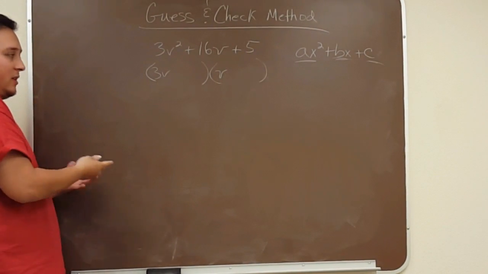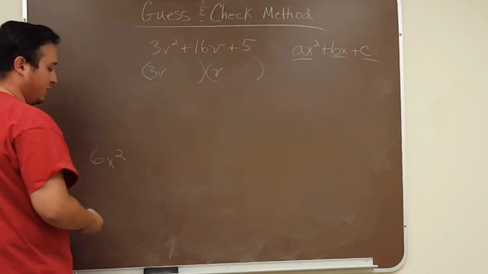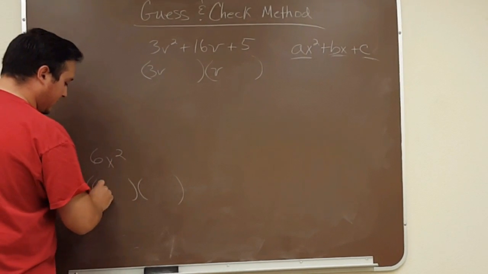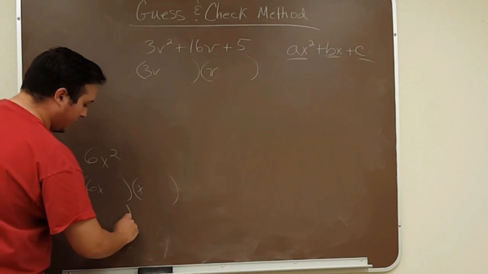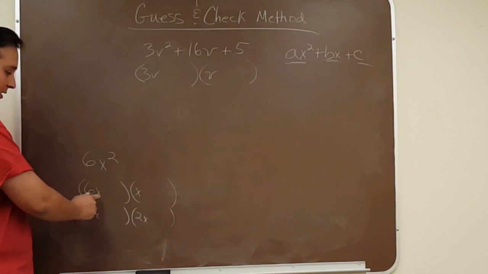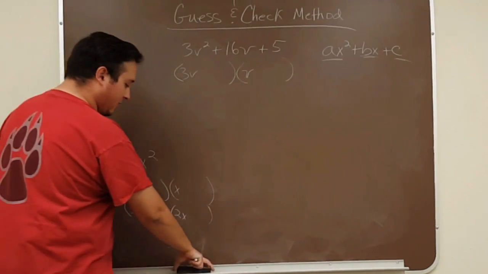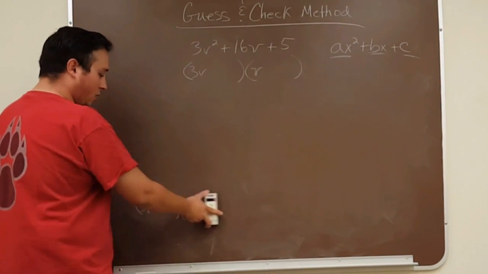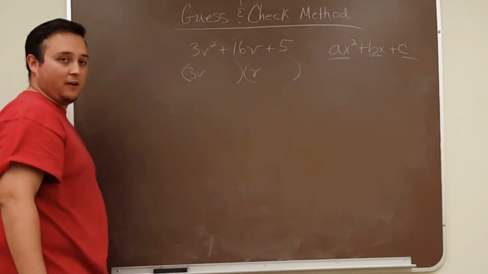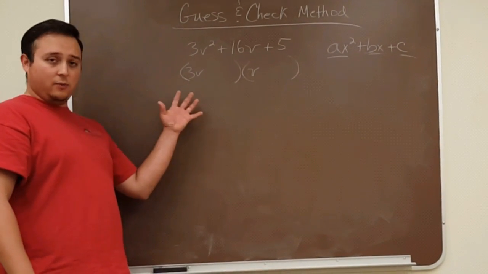Now, it's not always this easy. Sometimes you'll have an a term that is, for example, 6x squared. So factors of 6x squared could either be 6x and x, or it could be 3x and 2x, right? Both work. 6x times x is 6x squared, 3x times 2x is 6x squared as well. So if you're doing the guess and check method and for some reason it's just not working out, you're checking your work, and you just can't seem to find those factors, it could be because your a term factors aren't correct.